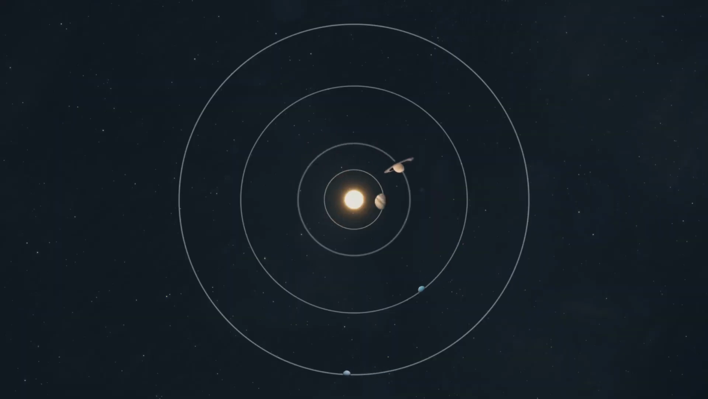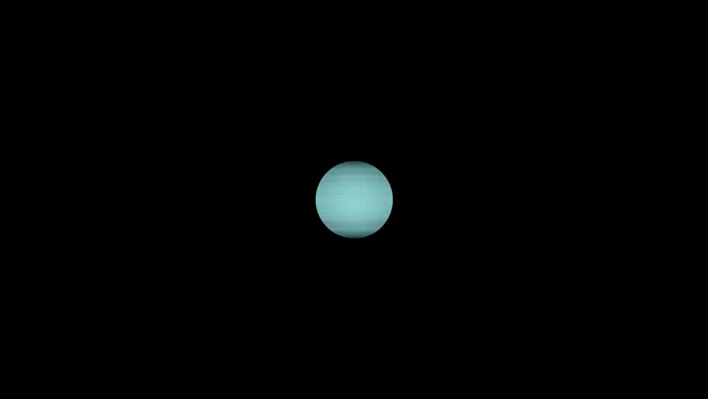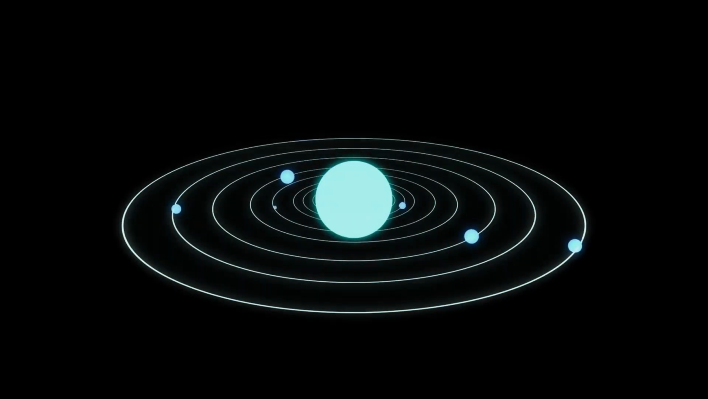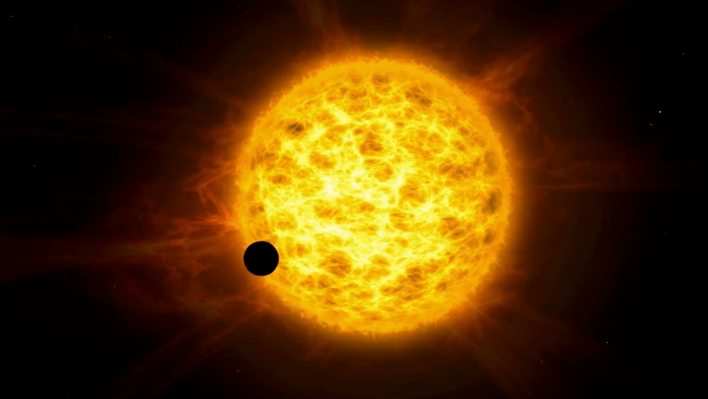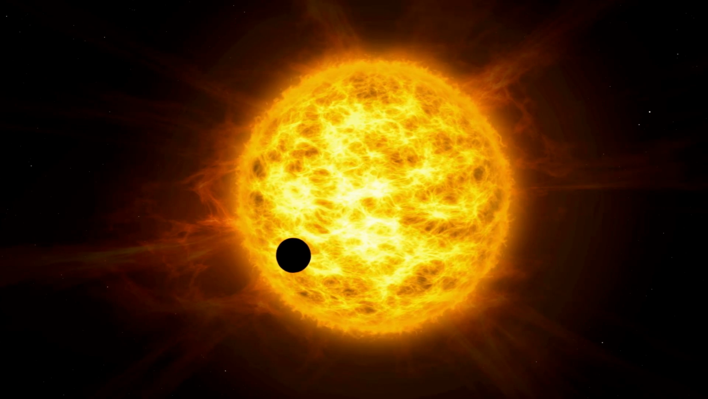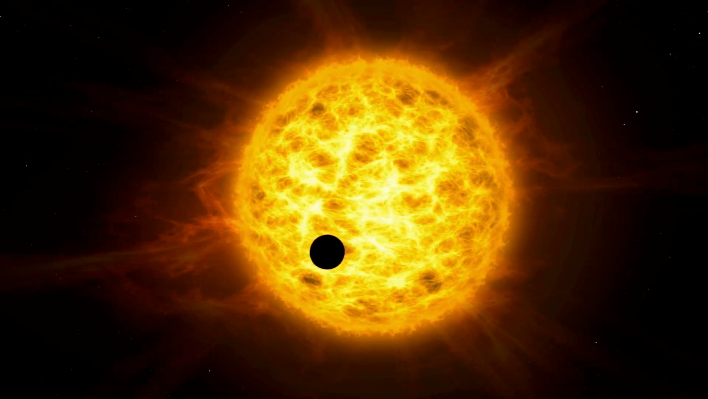Next we have f sub p, the fraction of those stars that have planetary systems. With recent discoveries of exoplanets, planets outside our solar system, we know that planets are quite common. In fact, almost every star might have at least one planet orbiting it, so we assign a high value to f sub p, somewhere close to 1.